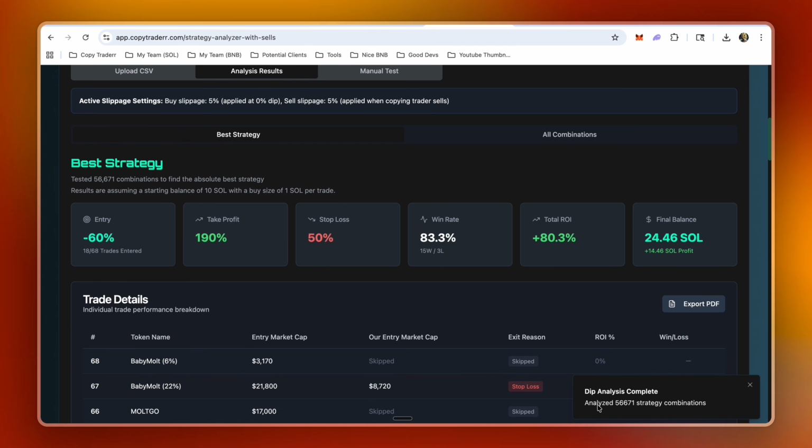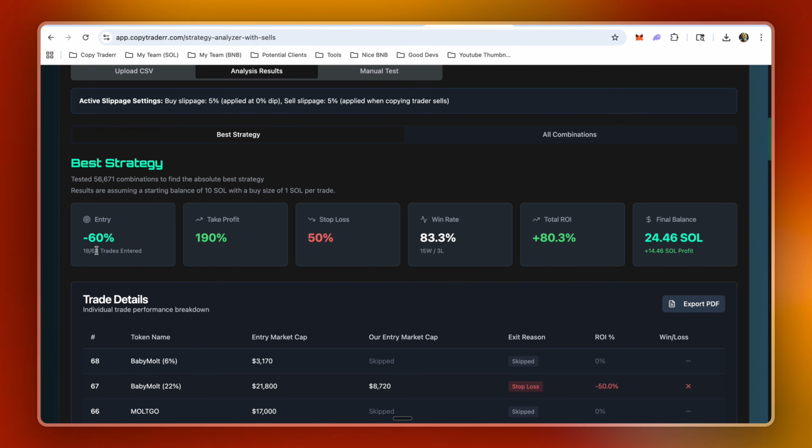So we've analyzed 56,671 combinations. As you see, as I predicted, a minus 60% dip turned out to be the best option. You would get into 18 out of 68 trades using a take profit of 190%, a stop loss of 50%. You'd have an 83% win rate and a total ROI of 80.3%. If you started with 10 Solana, you'd have 14.6 Solana in profit.